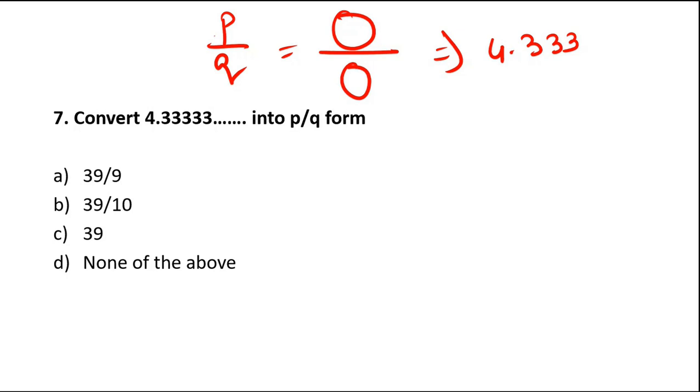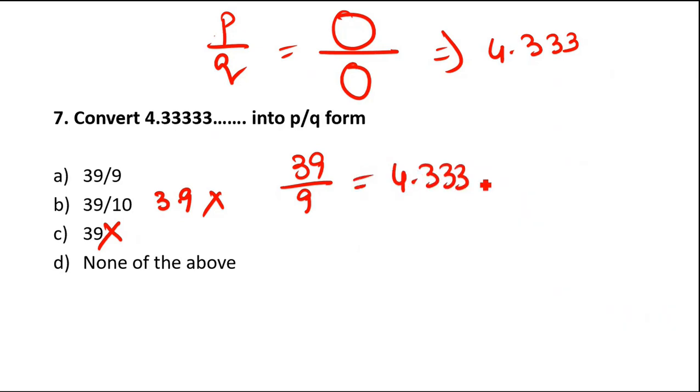Very simple question. Of course, you can take help of options, but none of this is there. When none of this is there, you have to be a little sure. 39 is not your answer. 39 by 10 is 3.9. That is also not your answer. And you have 39 by 9 and none of this. Okay. 39 by 9 is equal to 4.333, guys. So what is your answer? Your answer is nothing but option A.